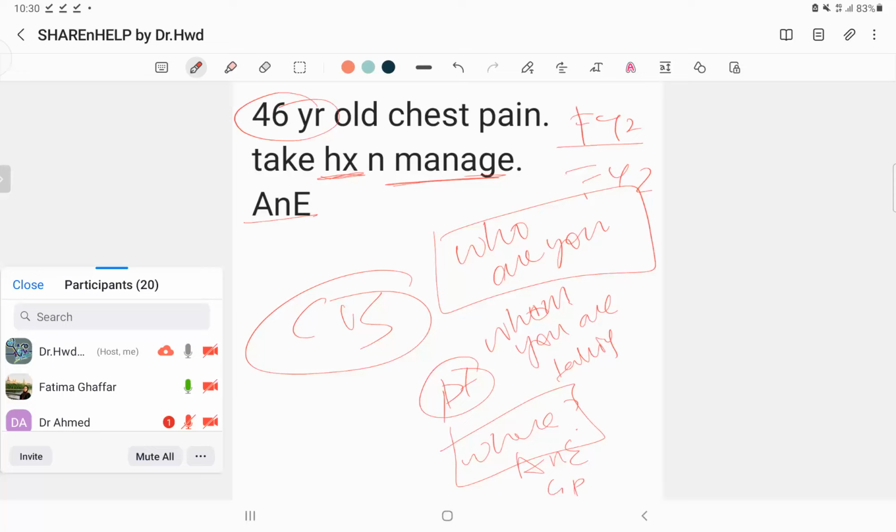Okay, so I understand that you're here because you are having some kind of chest pain. Is that correct? Dr. Fatma, how did you know that she has chest pain? It's in the scenario. Wouldn't it? Okay. Yeah, but you are supposed to ask them, right?